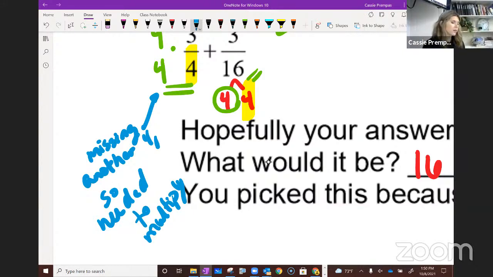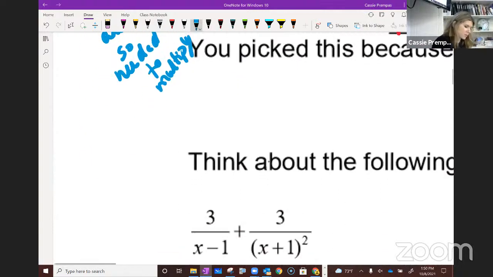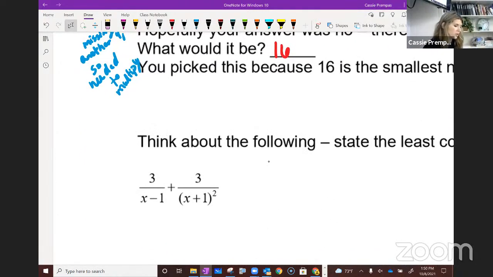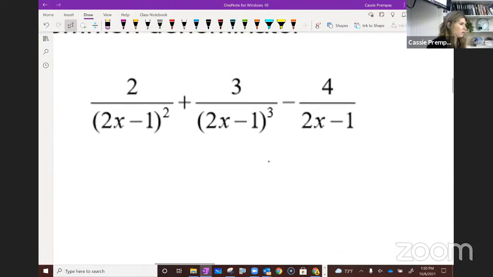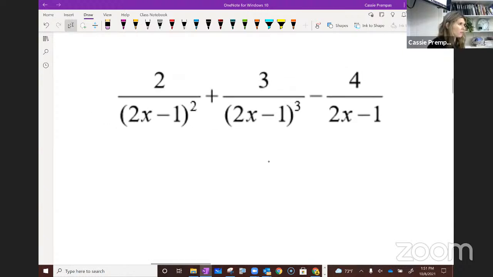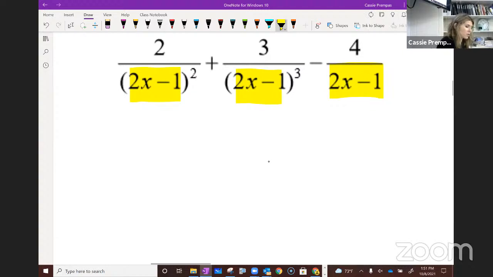Okay, now let's extend this to some expressions involving variables. I want you to skip that first one and move to this one right here. If I'm adding and subtracting fractions, I need a common denominator before I can add or subtract. The first thing I want to see is what do they all share? What do they all have in common? 2x minus 1. This is like saying there's a 4 here, and there's a 4 here, and there's a 4 here. I might, in fact, want to write it out.